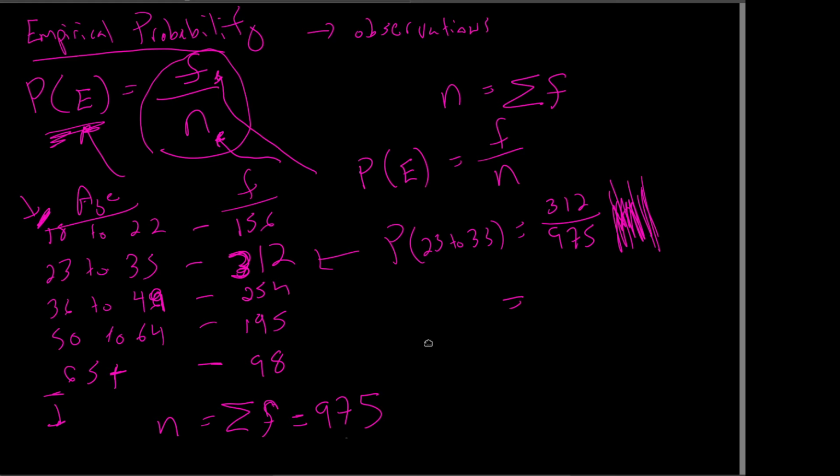Grab my calculator back in. You hear me clicking on my calculator keys now. It's roughly 0.32. Or 32%, however you want to say it. And so the probability of randomly getting someone in that age group is 32%. And visually looking at it, we can see it has the most frequency. And so we would expect to get that randomly a little bit more often.